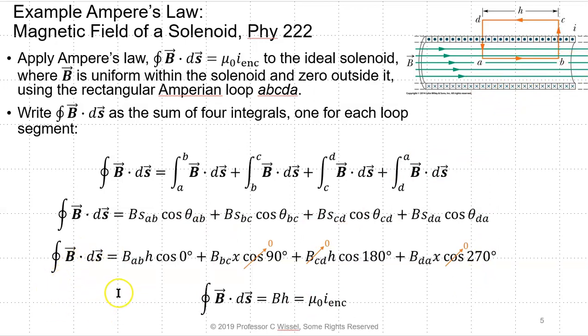So the integral of B dot ds is just B_AB times h times the cosine of theta of 0 degrees. And h, of course, is this distance, the length of the loop, the long side of the loop in this case. So the integral of B dot ds equals Bh, and that equals mu naught I enclosed by Ampere's law.